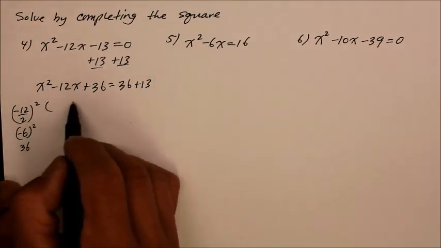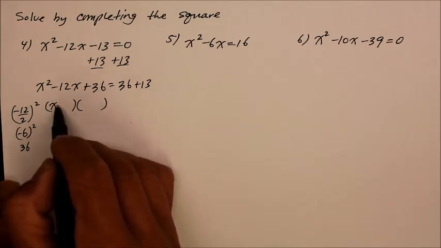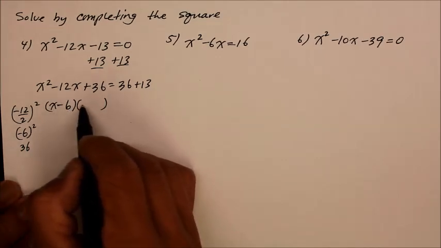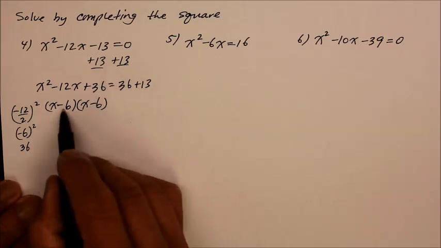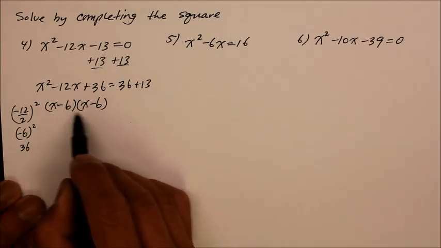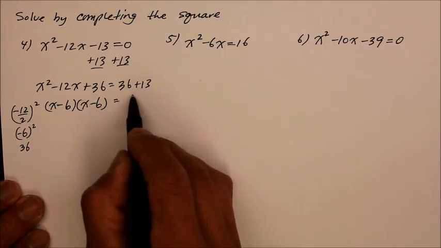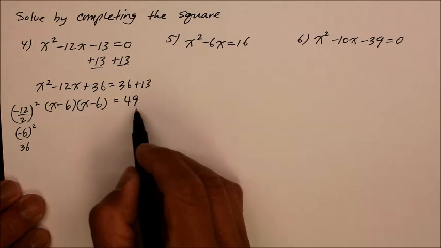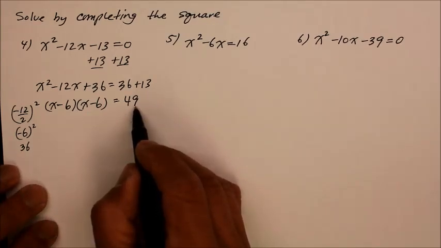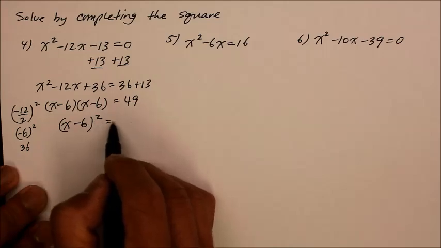Now I'm going to factor the trinomial. Identical numbers tell me that it's going to be x minus 6. Because negative 6 and negative 6 combined together become negative 12. And if you multiply negative 6 and negative 6, it's positive 36. Is equal to, evaluate the right side, 49. And holy moly, 49 is a perfect square also. So x minus 6 squared equals 49.